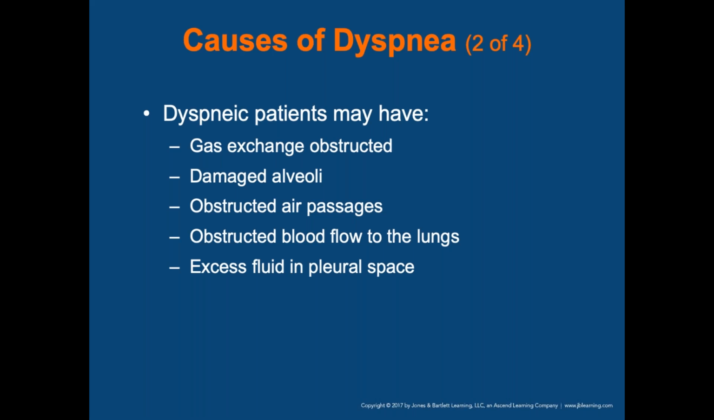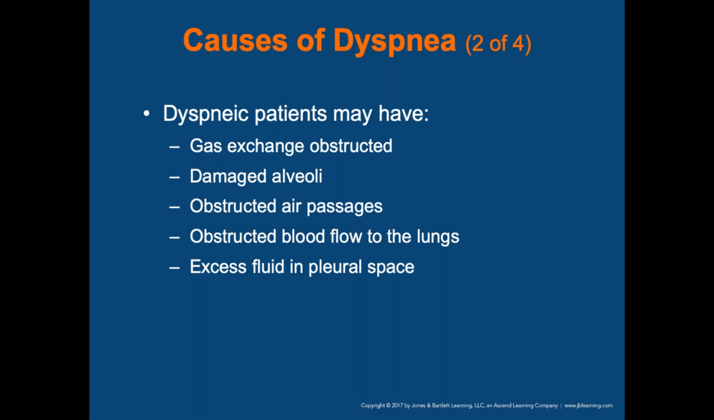So be aware that one or more of the following situations may exist in a dyspneic patient. One, gas exchange between the alveoli and pulmonary circulation is obstructed by fluid in the lung, an infection, or collapsed alveoli, which is called atelectasis. So we could have an infection like a pneumonia, or fluid in the lung, which is more like a pulmonary edema, heart failure causing fluid to build up in the lungs. Two, the alveoli are damaged or cannot transport gases properly across their own walls.